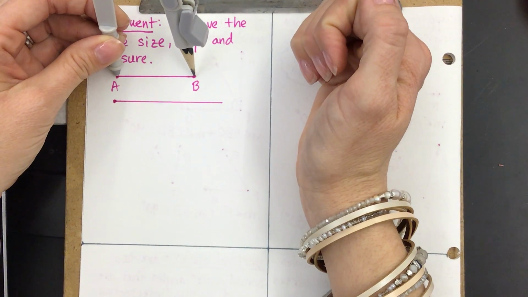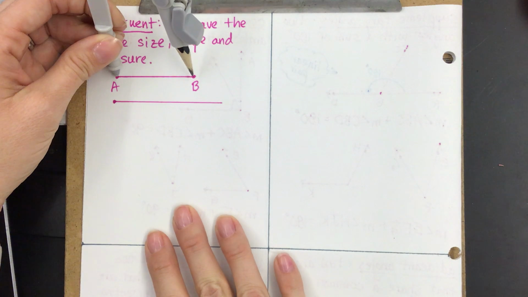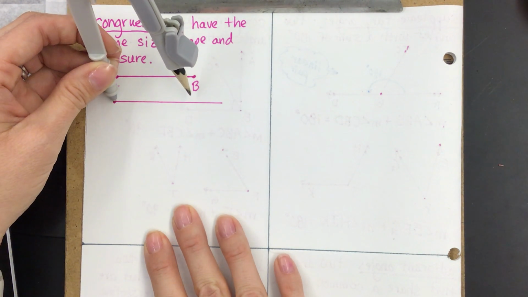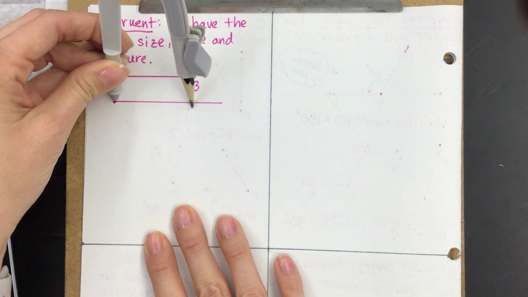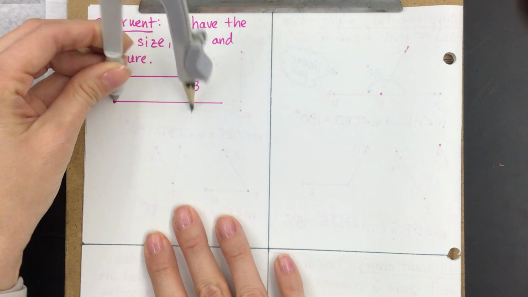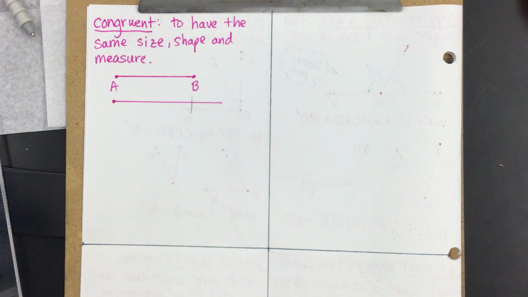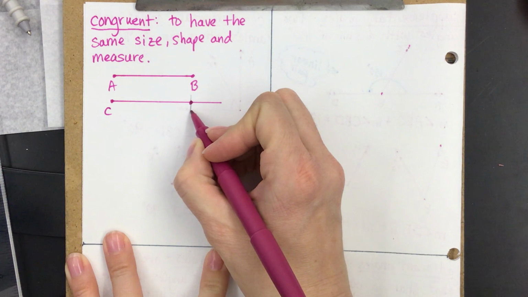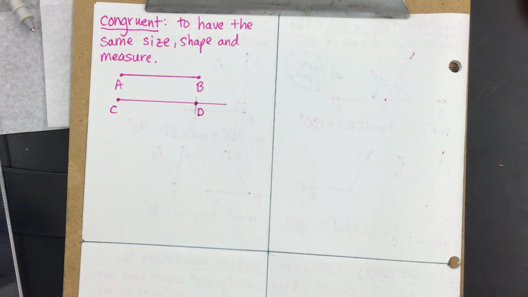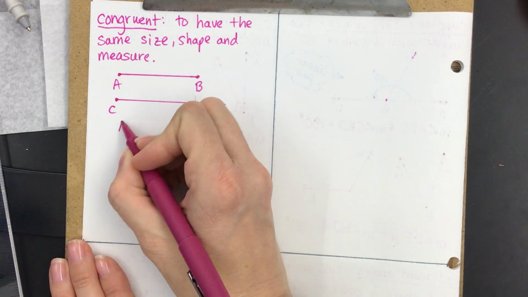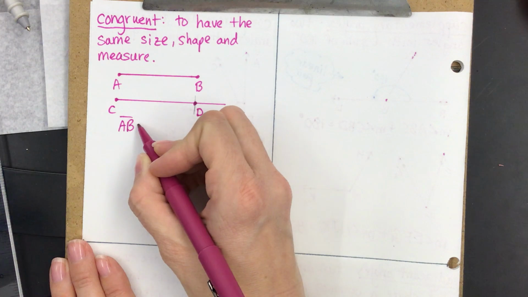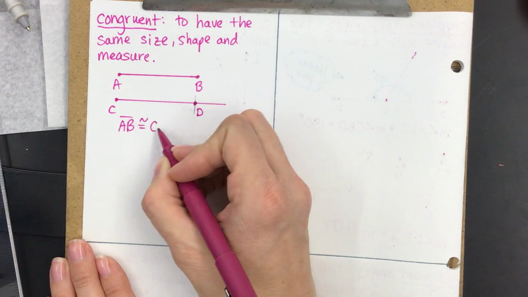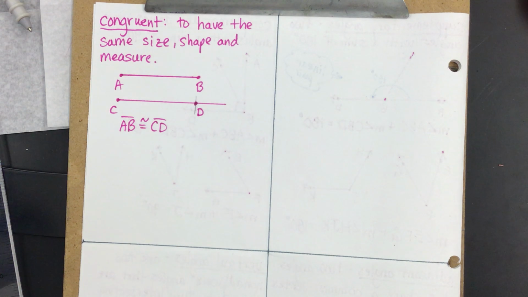Okay, that looks pretty good. Now I'm gonna take the point of my compass down to my second line. It's actually a ray. And then I'm going to just put a little mark there to show how long the line segment should be. And we're going to give this a name. We're going to call it CD. Okay, so I constructed it, so I know it's super congruent. So we can say line segment AB is congruent to line segment CD. I know they have the same measure because I constructed it using my compass, okay?